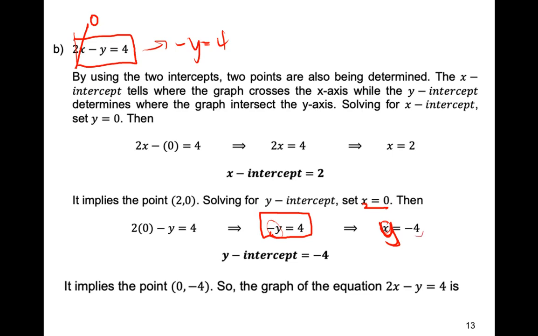And essentially, itong value ng y na negative 4 is your y-intercept. Okay? So, similarly, ang ini-imply niyang point is 0, negative 4. Bakit 0, negative 4? Because we assume the value of x to be 0, and upon solving, we ended up with the value of negative 4 for variable y. So the graph of the equation 2x minus y equals 4 is this one.